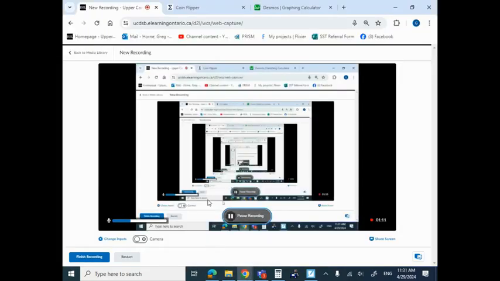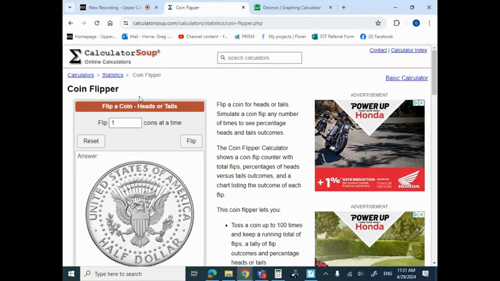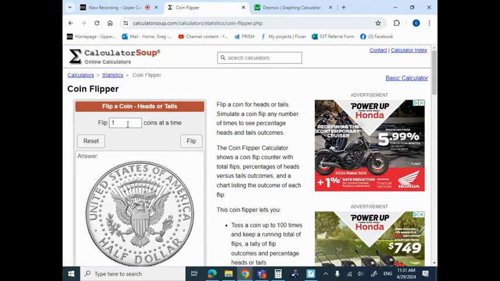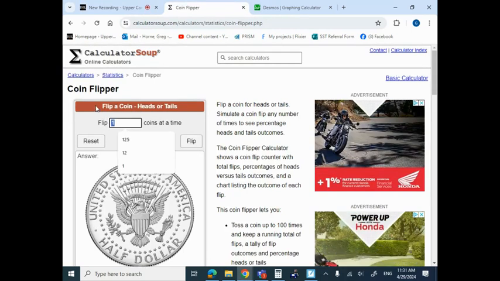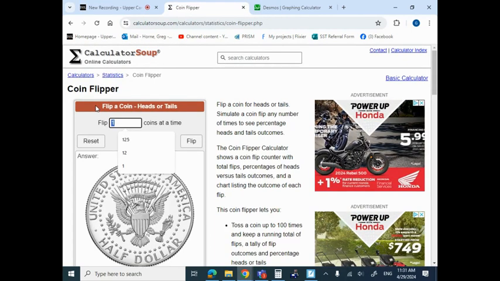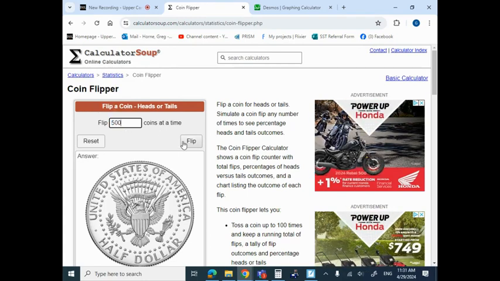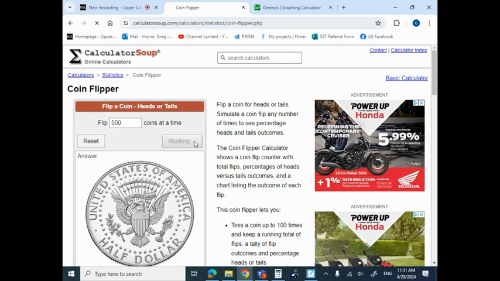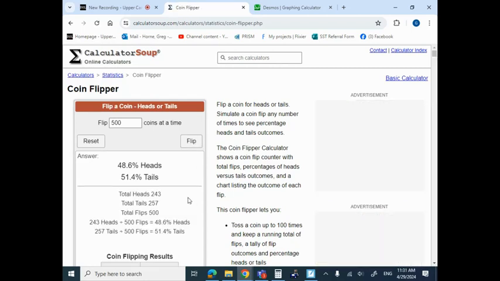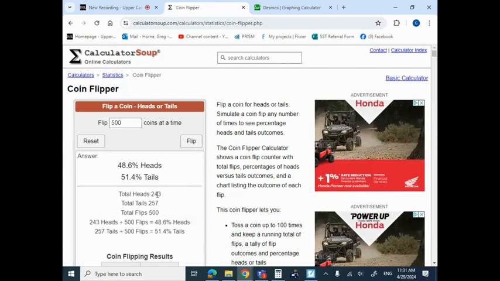Here we go. So the coin flipper, you can start with any number of coins you want. A lot of my students had like 100 coins or 72 coins or whatever. The model I did in class was of 500 coins. And if you're flipping 500 coins at a time, it does all the dirty work for you and says, okay, we got 243 heads.